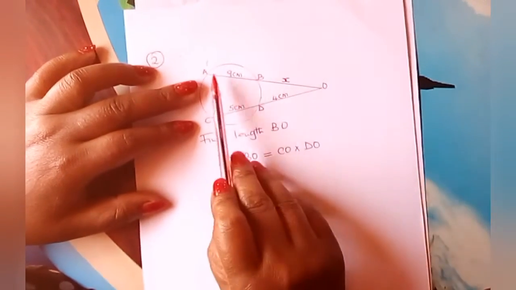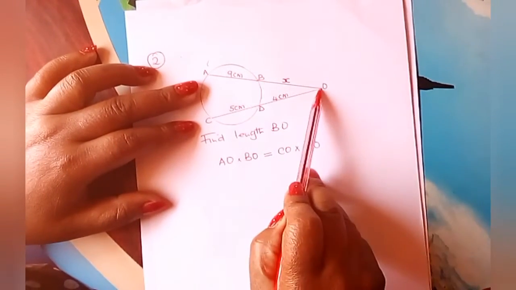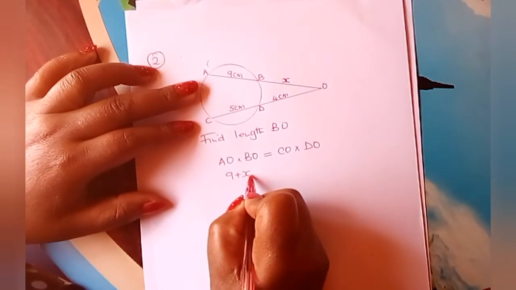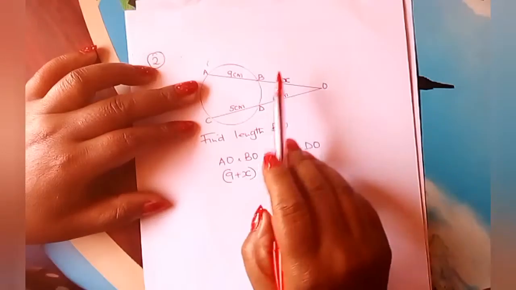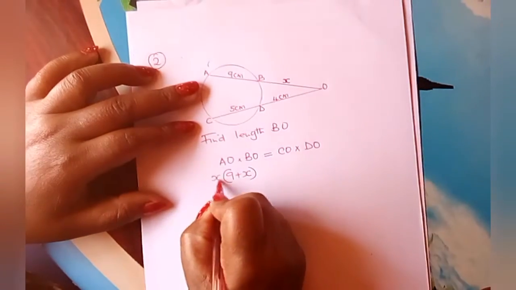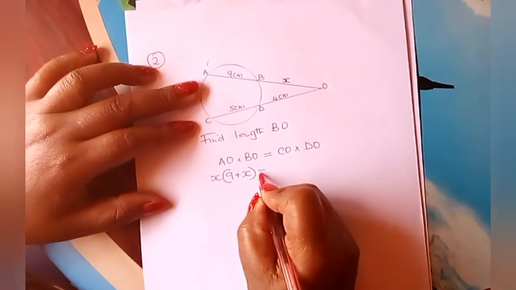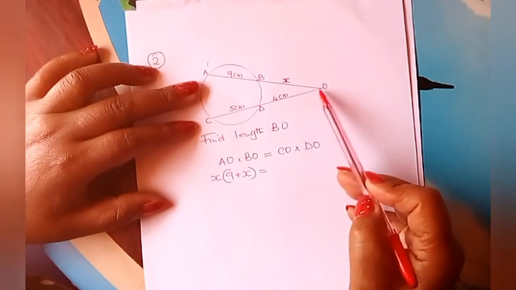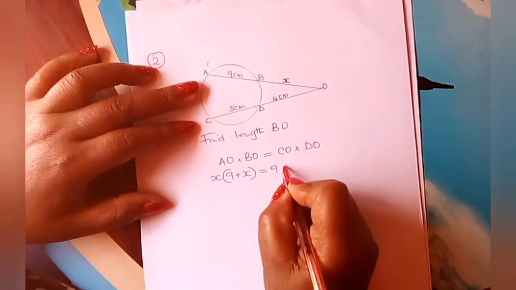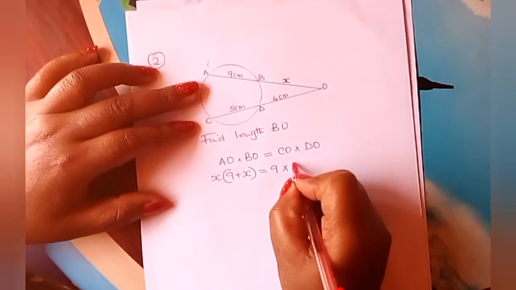So what is your AO? AO, learner, is 9 plus X. So you come and write 9 plus X. Multiply by what? Multiply by BO, and BO is X. You come and fix it there. Is equal to CO, look at this, CO, which is 5 plus 4, which is 9, times DO, which is 4.